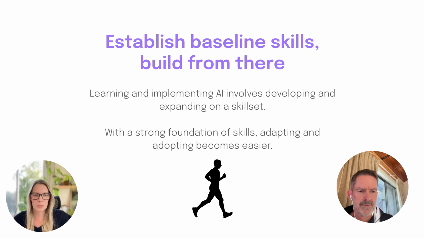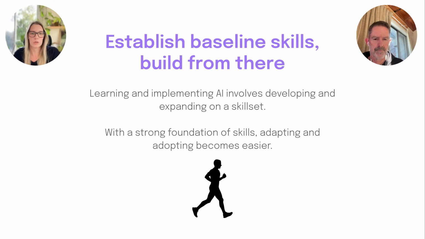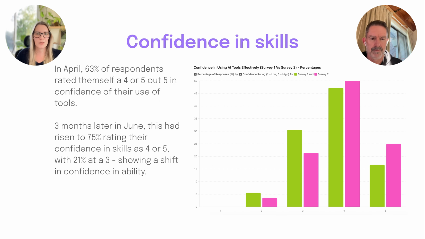Okay, so building on prompting, we now looked at establishing some other baseline skills. One was looking at customization, so making sure you customize your accounts and give it good context. And this helped your overall output. Okay, so I talked about confidence. How did we do? How did we measure this?